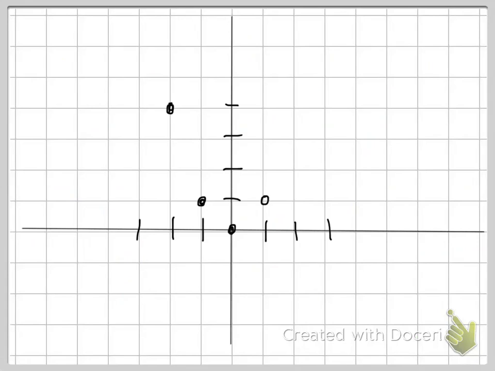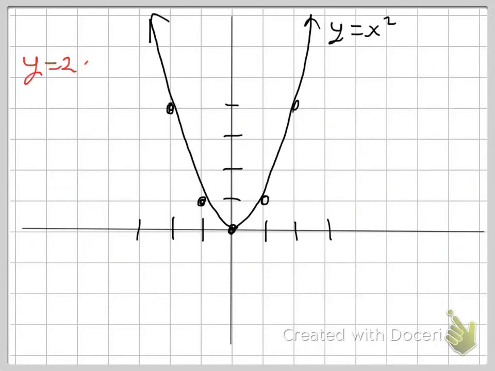So let's do another example. We'll go ahead and put our parabola in, our y equals x squared. I'm going to label it y equals x squared. And we're going to graph y equals 2x squared. So what the 2 is going to do is it's going to multiply each one of my outputs by 2.